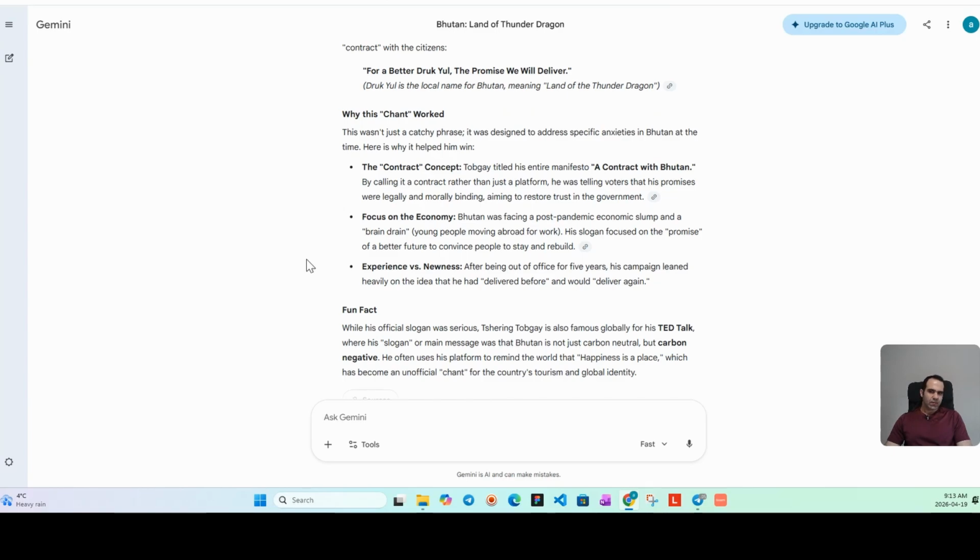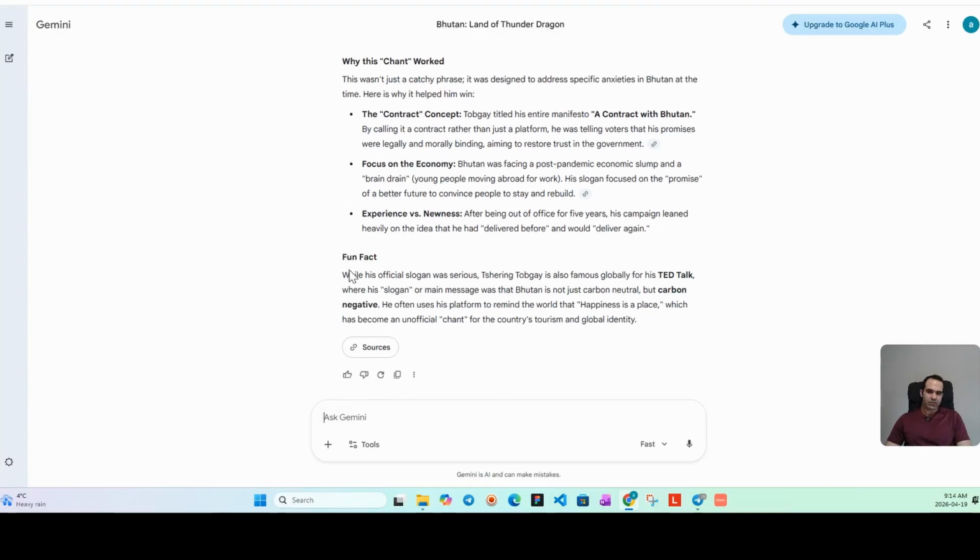Focus on the economy. Bhutan was facing a post-pandemic economic slump and a brain drain, young people moving abroad for work. His slogan focused on the promise of a better future to convince people to stay and rebuild. Experience versus newness. After being out of office for 5 years, his campaign leaned heavily on the idea that he had delivered before and would deliver again.